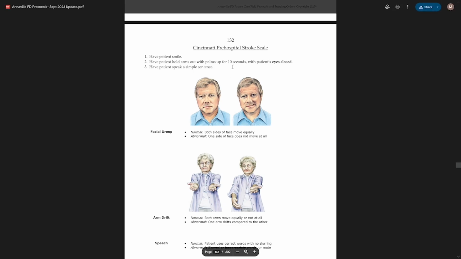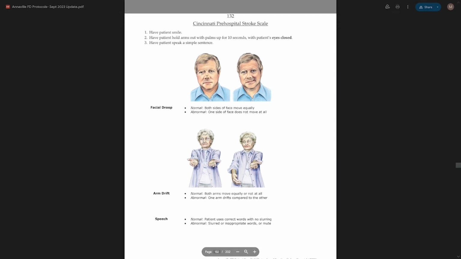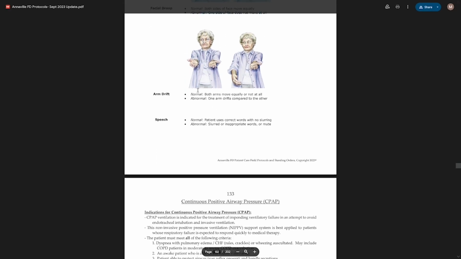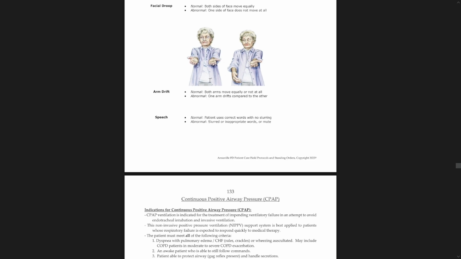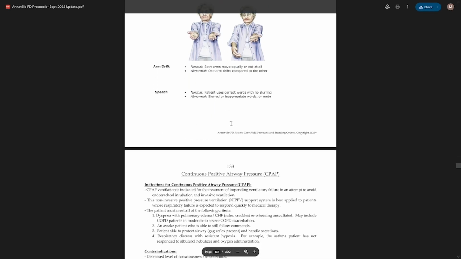For a Cincinnati pre-hospital stroke scale, have your patient smile. Have your patient hold arms out with palms up for 10 seconds with the patient's eyes closed. Have the patient speak a sentence. You want to look for facial droop. You want to make sure that both sides are equal. You want to look for arm drift. You want to make sure that both arms are equal. And you want to look for speech and make sure they use the correct words with no slurring. You don't want to see any abnormal speech or if they're mute.